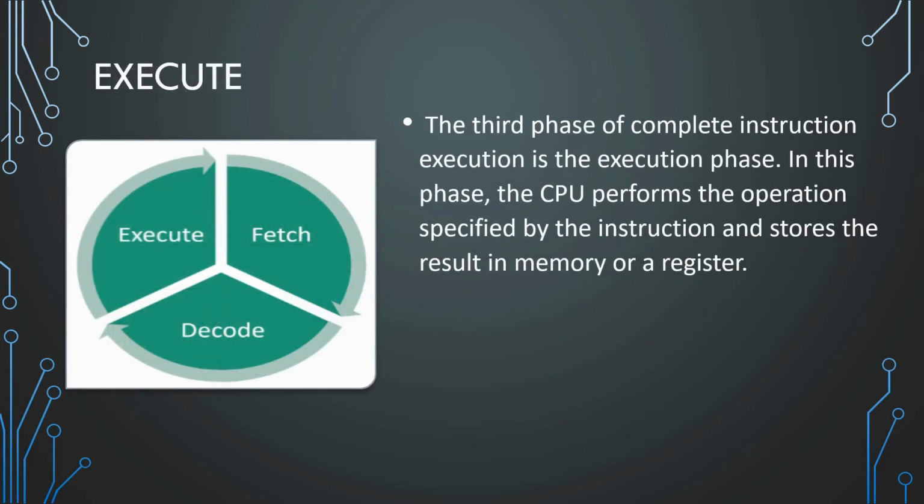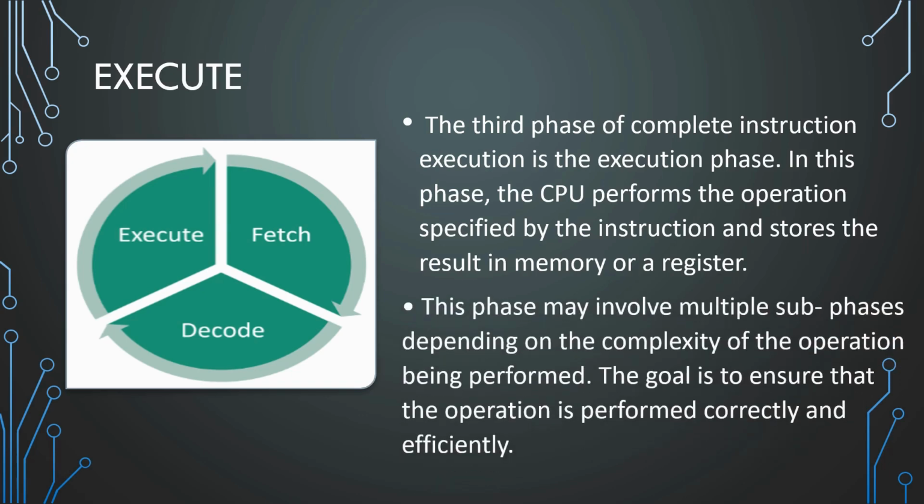The third and last phase of complete instruction execution is the execution phase. In this phase, the CPU performs the operation specified by the instruction and stores the result in memory or a register. This phase might involve many subphases, depending on the complexity of the operation being performed. The end goal is to ensure that the operation is performed correctly and efficiently.